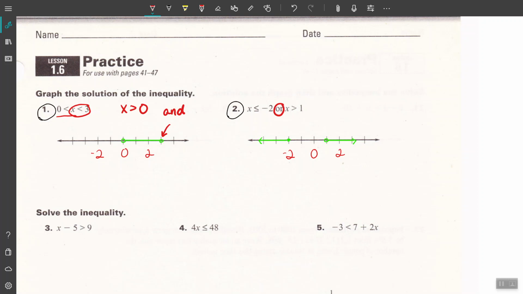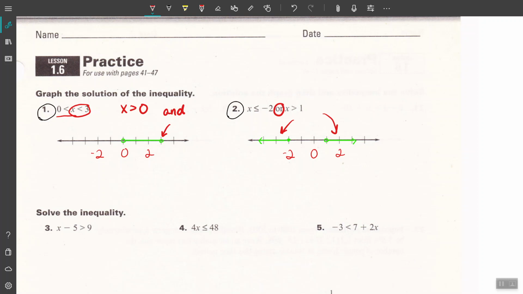So x is either less than or equal to -2, which is what you see right here on the left-hand side of the number line, or x is going to be greater than 1, which is this part over here. Okay, so they're not running together. They're going to run opposite directions and away from each other.